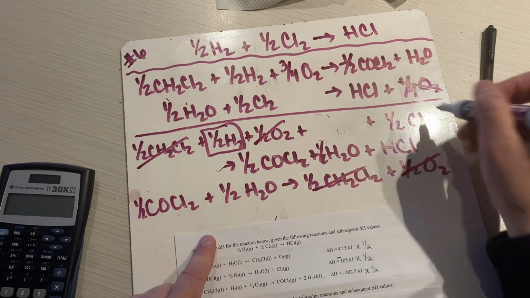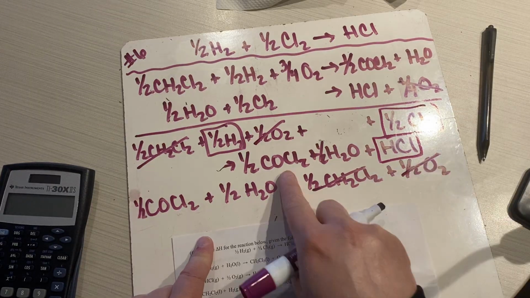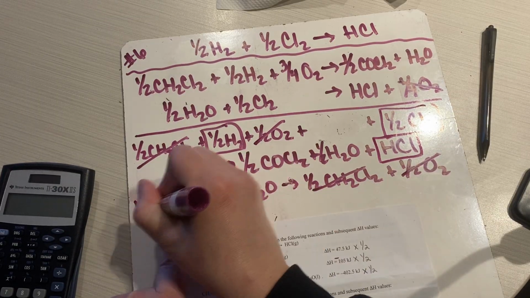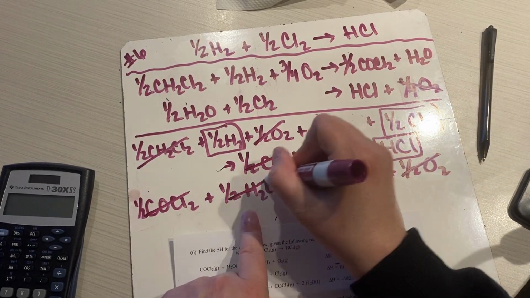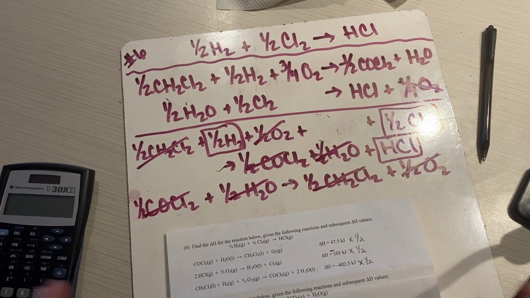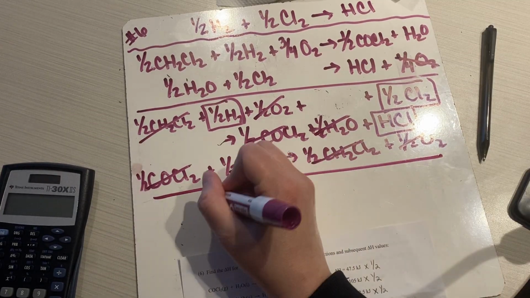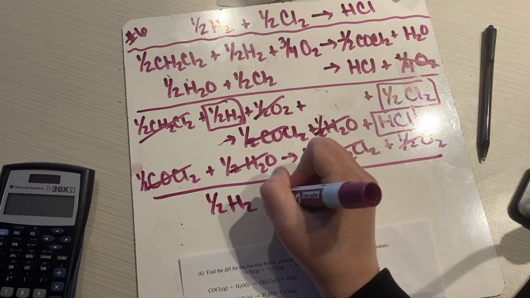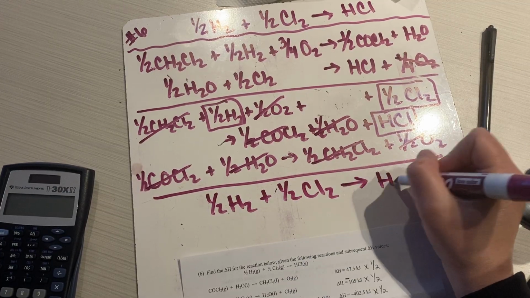My half Cl2 I need. My HCl I also need. So my half COCl2 is going to cancel here. My half H2O is going to cancel here. If I had a wider whiteboard, this would look a whole lot better. So then if I add those together, I'm going to have half H2 plus half Cl2 gives me HCl.